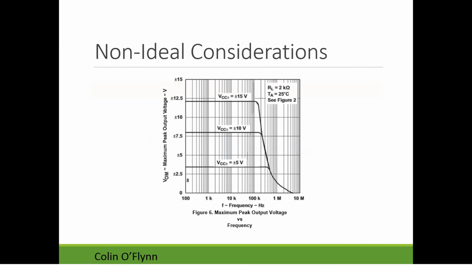There are a few non-ideal considerations. The first one is that the maximum peak output voltage has a limit based on VCC. You can see here they're using plus minus 5 volts, for example. If we power it from plus and minus 5 volts, in your robot you may only have plus, but you may have a slightly higher voltage, the maximum output voltage is only like 3 volts, maybe a little less. So we can't even get the full range.